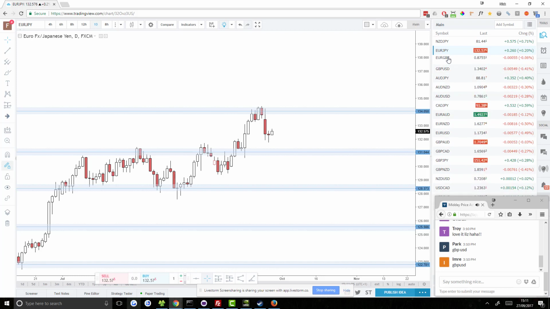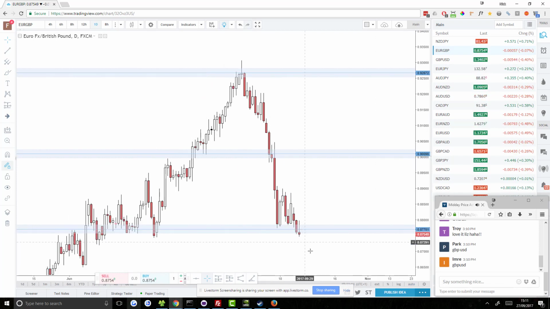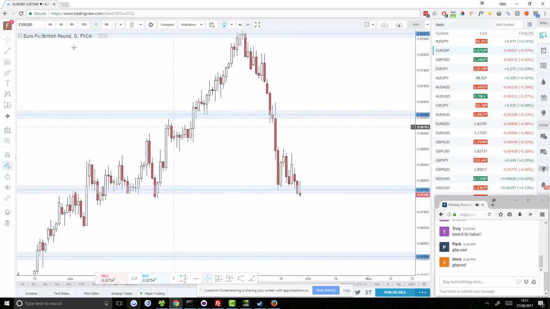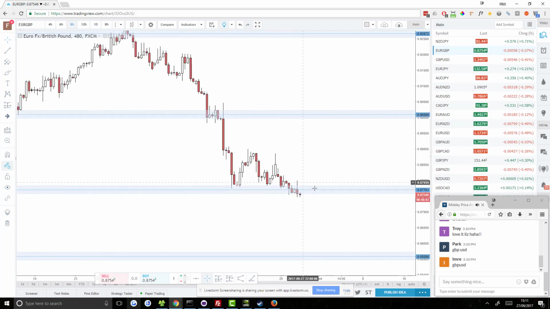Euro GBP and GBP USD. Alright, so let's take a quick look at Euro GBP. We're looking for a potential long, but it didn't quite trigger. It's just kind of stalling on this area. It's not looking very good. It seems like it's still headed down.